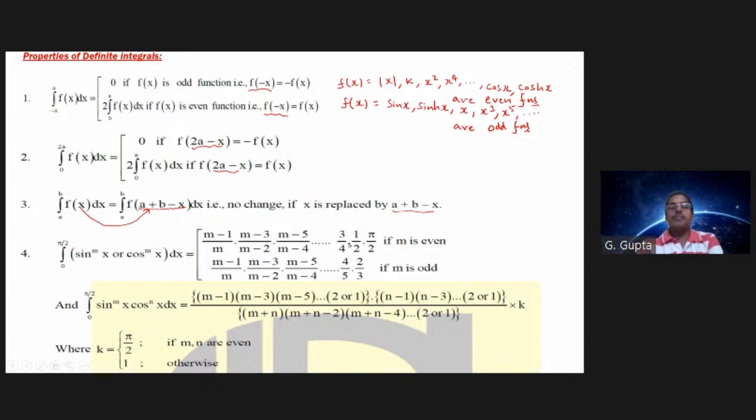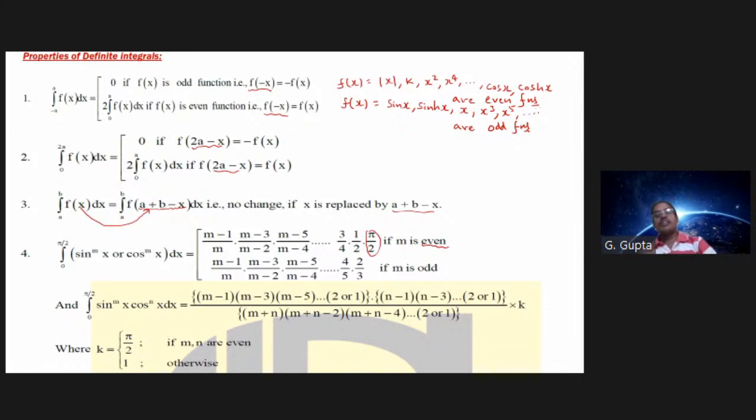When should you stop? Till you get 1 upon 2. When you get 1 upon 2, you should multiply by pi by 2. Please remember that this will happen when the power is even. That is, even power means 2, 4, 6, 8, etc. This is the last fraction. Definitely you will be getting 1 by 2, and you should remember to multiply by pi by 2.